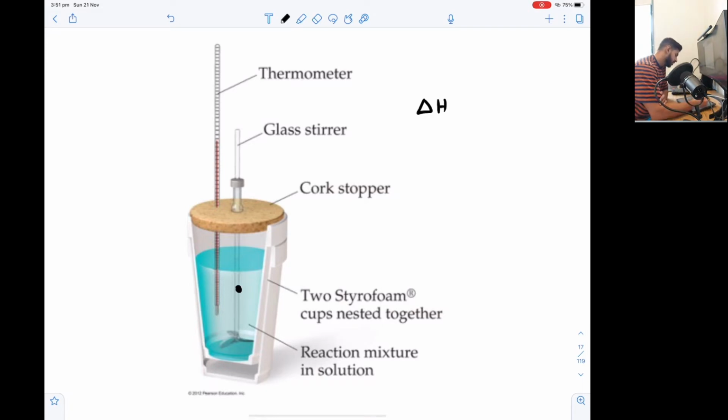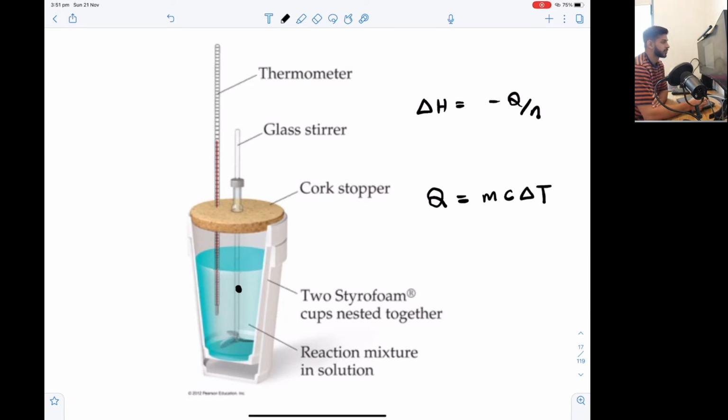So enthalpy change equals negative Q on n. You might have seen that before. There is a formula for Q. What is Q equal to? Q is equal to... You've seen MCAT? Have you heard of Q equals MCΔT? Yeah, MCΔT. So Q refers to the energy that is absorbed or released by the water, right? So the energy change of the body of water.